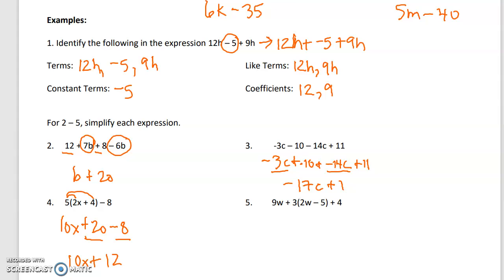For this last example, you would start by distributing your 3. 3 times 2w is 6w. 3 times negative 5, this is kind of what I'm talking about here, is minus 15. This was like when I was talking about that last problem. And then bring down our 9w and our 4. The w's are right next to each other, so I'm going to go ahead and add them. They're positive. 9w plus 6w is 15w.